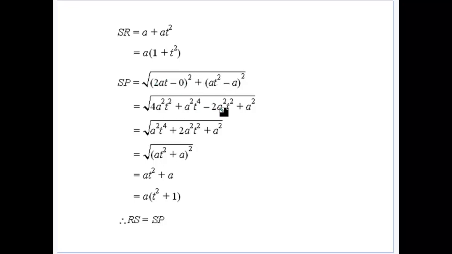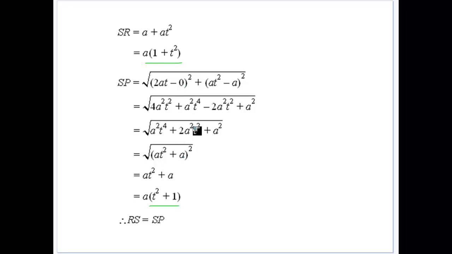So we expand it out. We collect our terms there. So we get at squared plus a, because if we have a look, that works out to be a perfect square, because we get a squared t to the power 4, 2a squared t squared, and a squared. So we get (at squared plus a) all squared. You could have factorized a out as well earlier on, but it doesn't really matter as long as you can get that perfect square and realize that, because that gets rid of the square root for us, and we get at squared plus a, which is a outside of (t squared plus 1), so they're both equal. So that's how we do it.